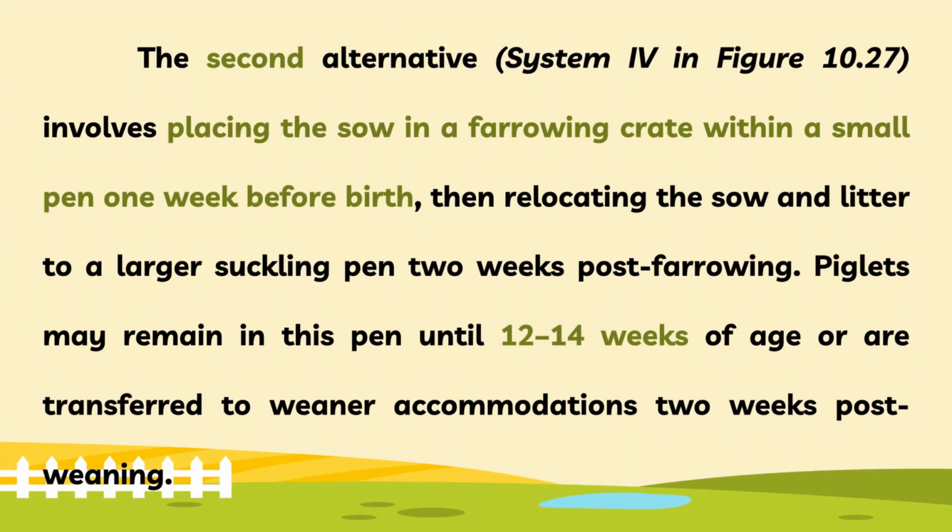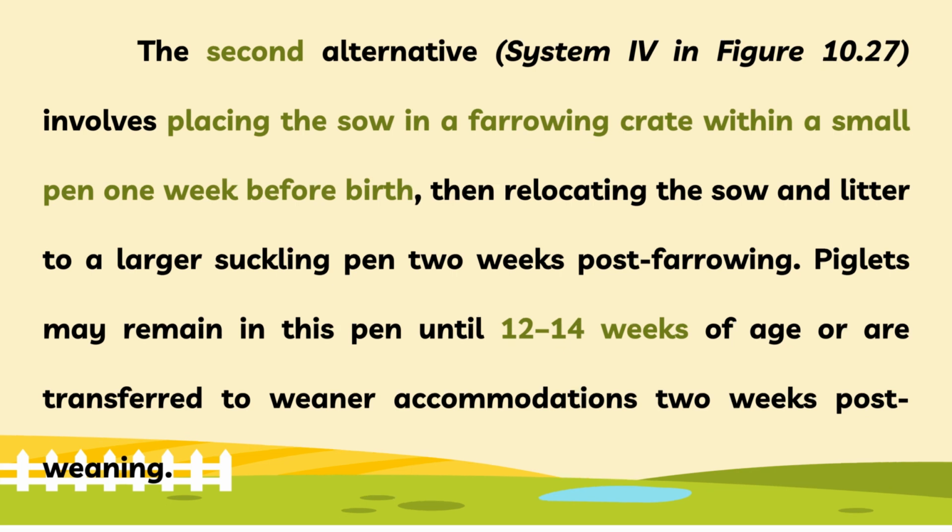The second alternative, System 4 in Figure 10.27, involves placing the sow in a farrowing crate within a small pen 1 week before birth, then relocating the sow and litter to a larger suckling pen 2 weeks post-farrowing.